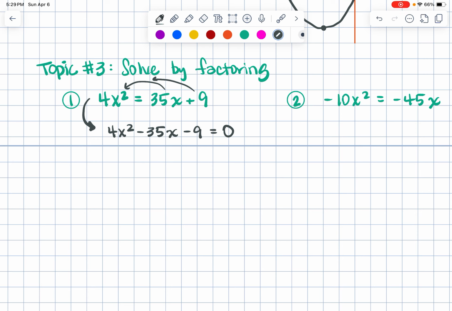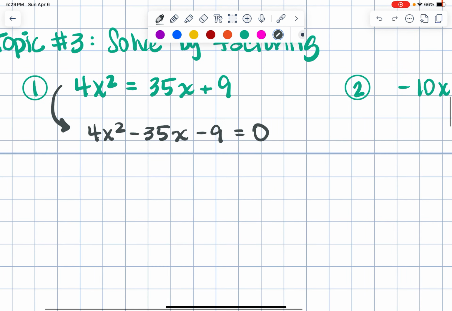Okay, so we're solving by factoring. Our equation is set equal to 0. Our x squared term is positive, which we totally want. We're also in standard form, ax squared plus bx plus c. So we have it perfectly set up for factoring, and now we can get to it.